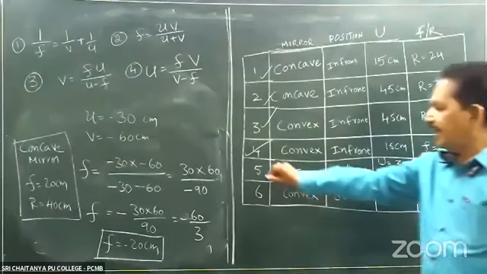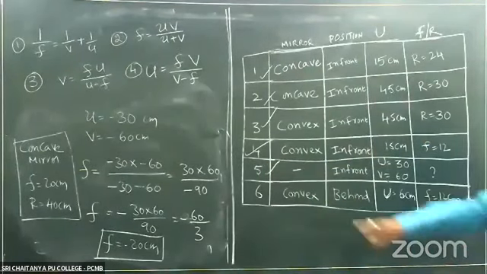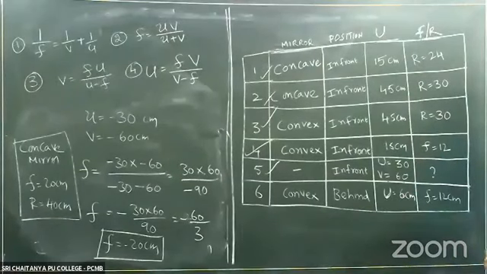Fifth one over. I think you can do this one. Convex mirror. For a convex mirror, is the F value negative or positive? Positive. Kept behind, not in front. So this becomes positive, U plus.